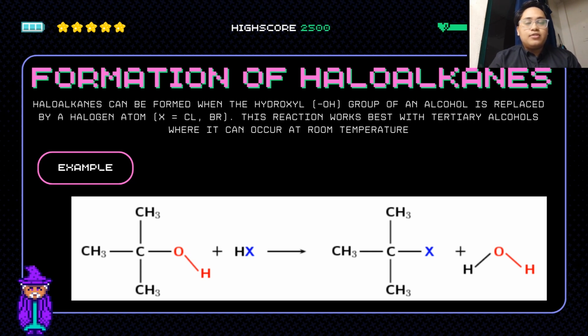For example, we have 2-methyl-2-propanol, and we react it with hydrochloric acid, so it will become 2-chloro-2-methylpropane plus water. So the OH group from the alcohol is replaced by a chlorine atom, so it becomes a haloalkane and also water. So what about primary and secondary alcohol? They can also undergo the substitution reaction, but it requires a very high temperature and is a very slow reaction.